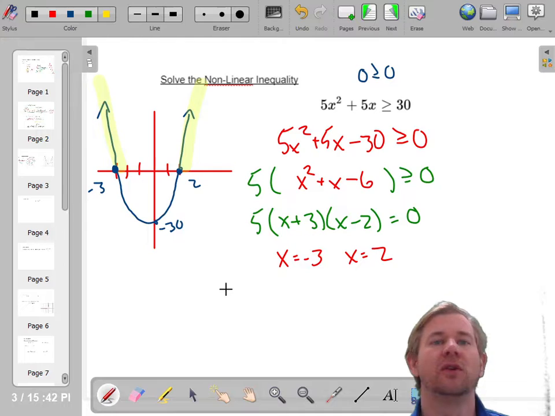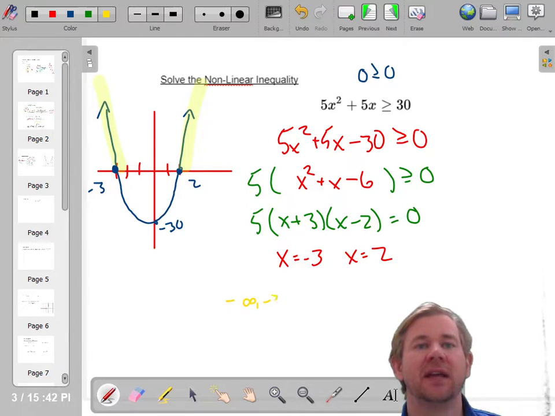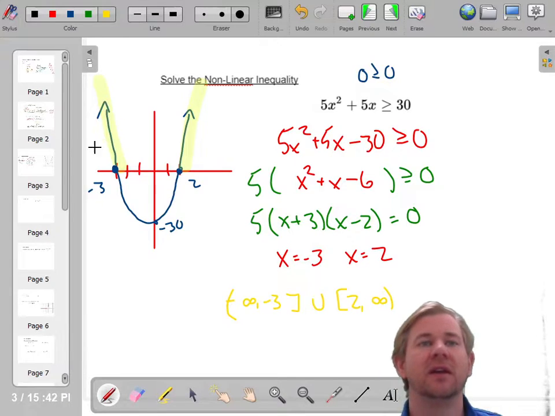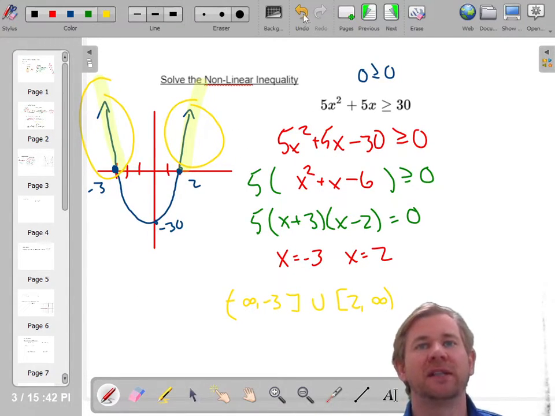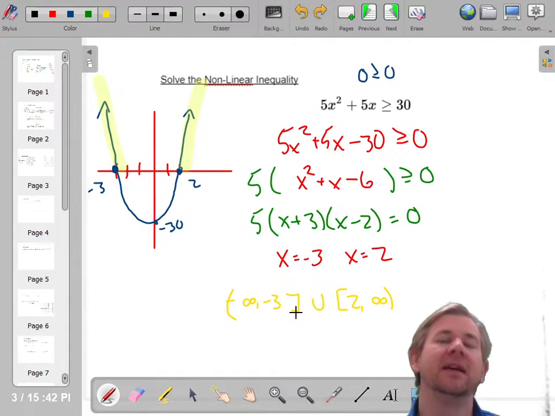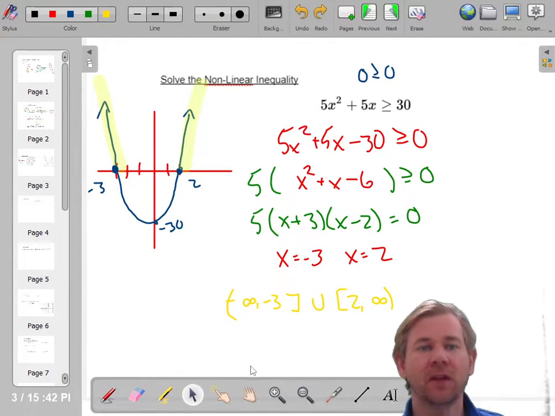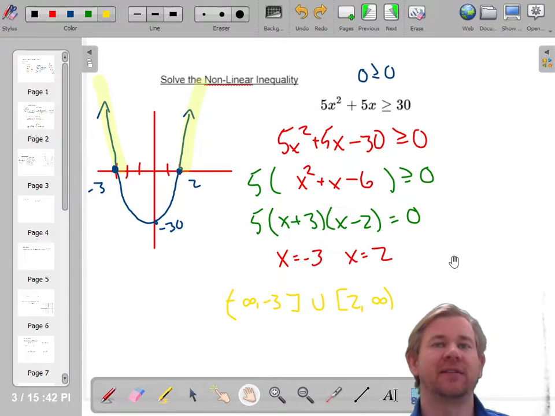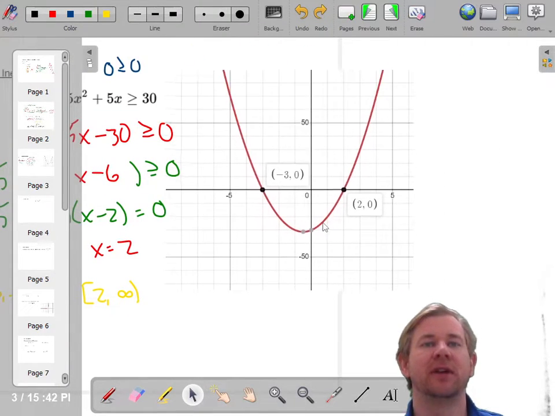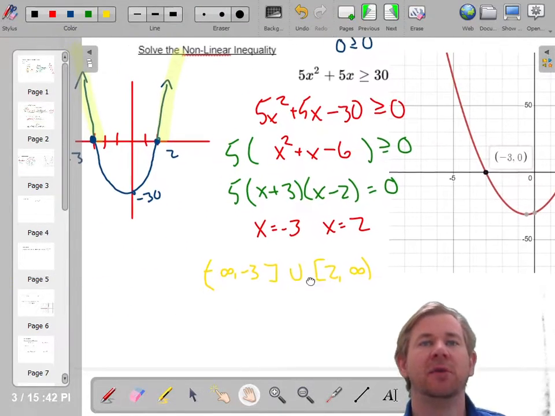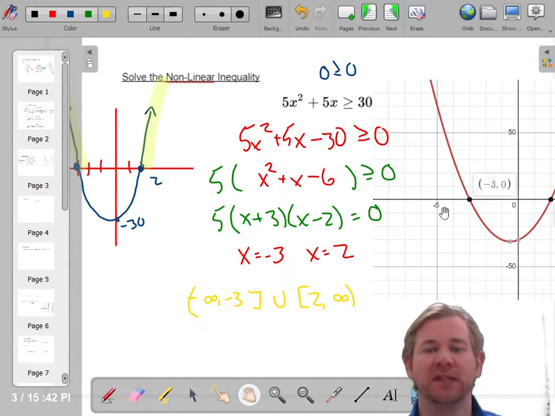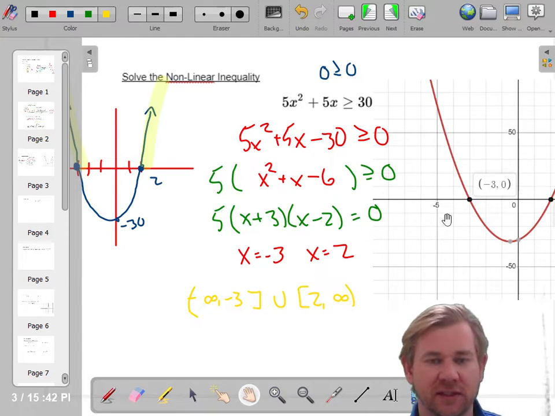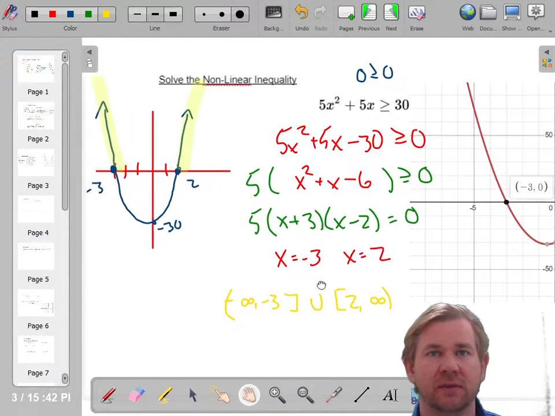So the interval notation would be negative infinity to negative 3, union 2 to infinity. I want this and this, to the left of negative 3 and to the right of positive 2, and the brackets mean those actually work. Now, if you didn't have this graph sketched out, you could graph it in Desmos and look at it that way. See, it's the same thing, but you don't need to know that much to know where the zeros are and know that it opens up. And if you don't know how to find zeros, then please don't take calculus or just factoring.